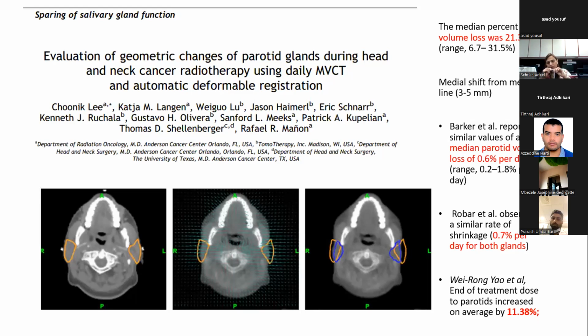There was another author who also worked on head and neck cancer, especially nasopharyngeal cancers, and he said that if we keep on treating the patient on a single planning scan, where we don't do a replanning and the whole treatment is delivered after one-time planning without considering replanning midway, then the dose to the parotid at the end of the treatment increased on average by 11.38%.